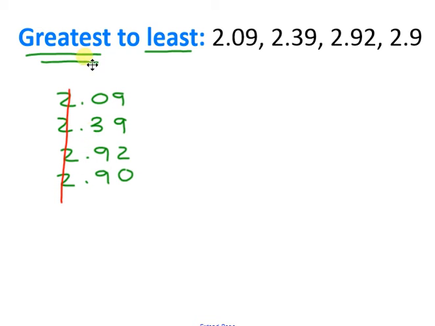So I'm going greatest to least this time. I'm looking for the biggest number. I have a 0, a 3, a 9, and a 9. So I'm focusing on the 9's this time, and I need to go to the second number. I have a 2 and a 0. I'm looking for the greatest.